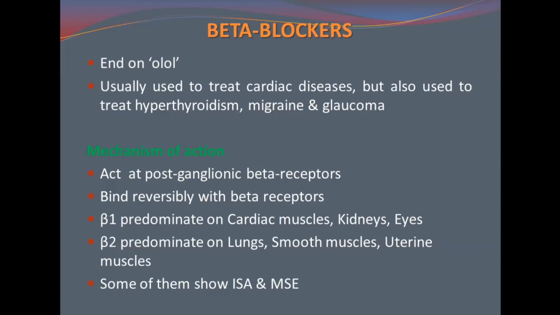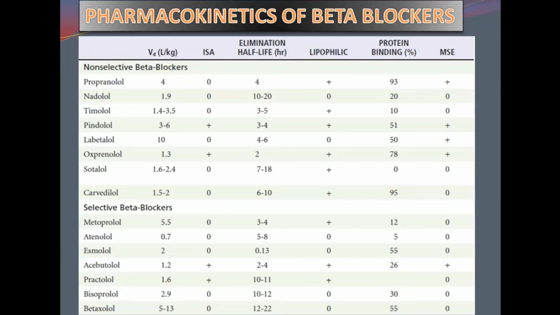This chart shows the pharmacokinetics of beta blockers. Non-selective beta blockers like pindolol and oxprenolol show intrinsic sympathomimetic activity, while in the case of selective beta blockers, acebutolol and practolol show intrinsic sympathomimetic activity.